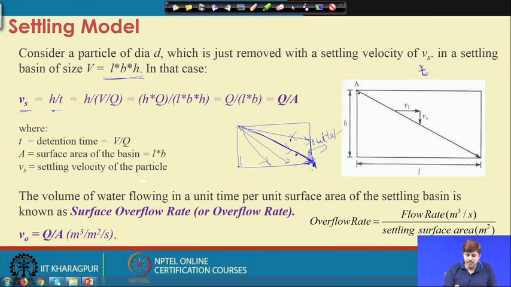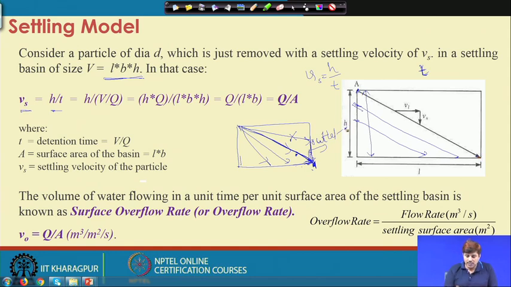In t time, the particle which has entered here has travelled this much of vertical distance. So, this is the vertical distance it has travelled. The vertical velocity will be equal to the distance covered divided by the time taken in covering this distance. Now, for a particle which is just removed, a particle entering here with the same settling velocity will obviously be easily removed. So, for just removal, the critical case is the particle which is entering at the top and still getting removed. That is why we consider this case.